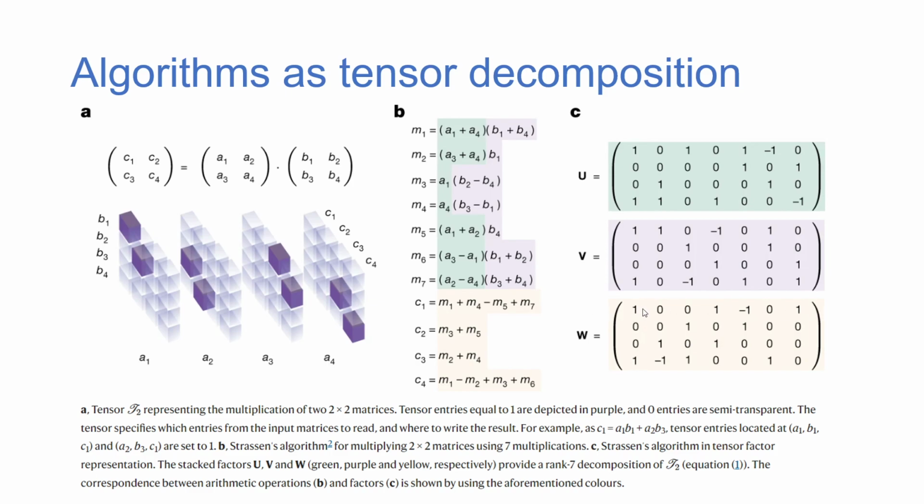So for C1 it's going to be M1, M4, negative M5, and M7. So etc. So this will be M3 and M5 for C2. So notice that in this factorization, the multiplications are going to be concentrated in the number of terms. It's going to be proportional to the number of terms.